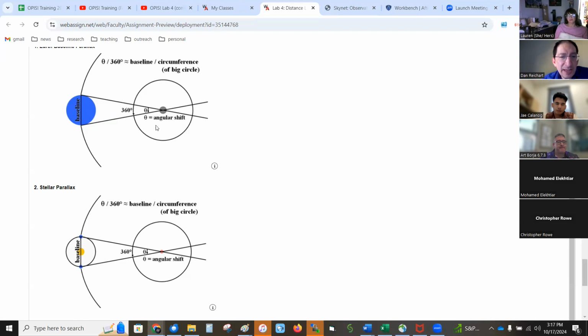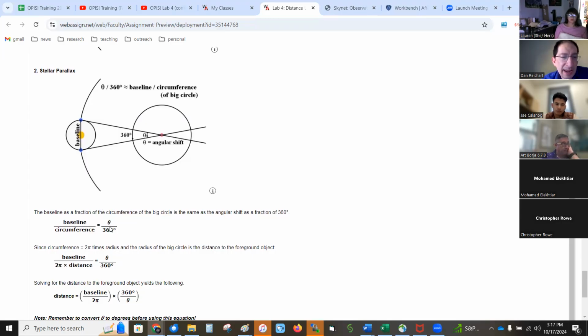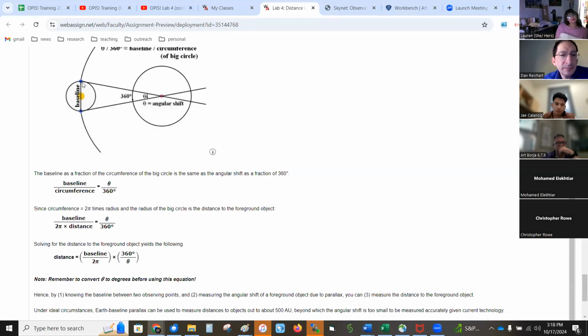But anyway, angular shift as a fraction of 360 is equal to the baseline between the two observing points divided by the circumference of this big circle, whether it's Earth baseline parallax or Earth orbit baseline parallax, stellar parallax. So baseline over circumference is angle over 360, and the circumference of the big circle is 2 pi times the radius, and the radius is the distance from us to the object that we're looking at. And so solving for distance, we get distance is equal to our observing baseline. Oh, all that text is new. That's cool. It's equal to the baseline divided by 2 pi times 360 divided by the angular shift in degrees.